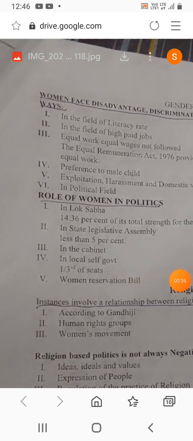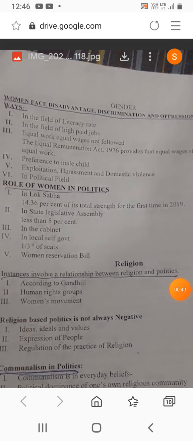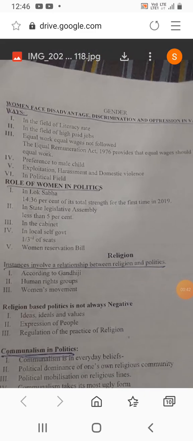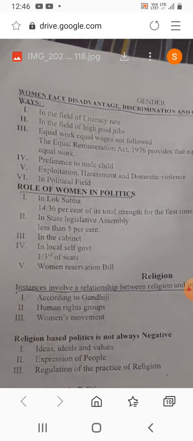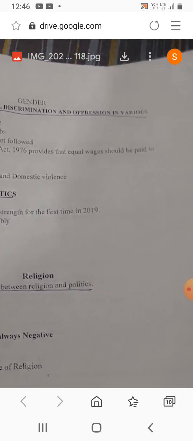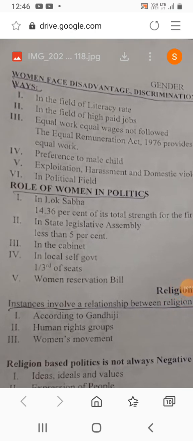I have been telling these things always. So let us see one example. This is from Gender, Religion and Caste of standard 10 political science. Suppose one topic we are having, women face disadvantage, discrimination and oppression in various ways. So we write point number 1 in the field of literacy head.